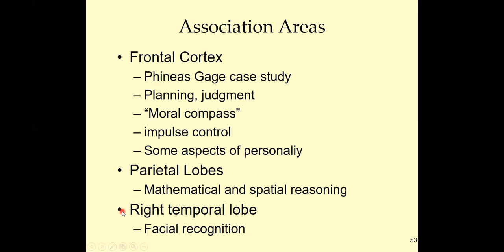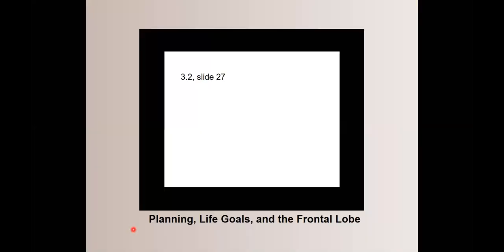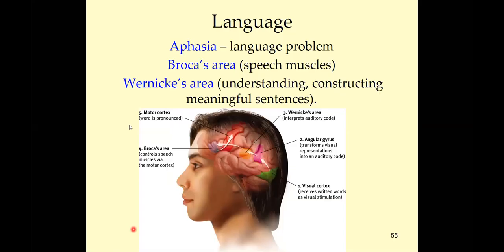And then your right temporal lobe, there is an area that is important for facial recognition. If that's damaged, people may be able to see other people's faces, but not tell one person from another or recognize who they are. And that's just some examples of association areas. There are many, and really many areas that we're not even sure what they do exactly. There are also association areas for language.